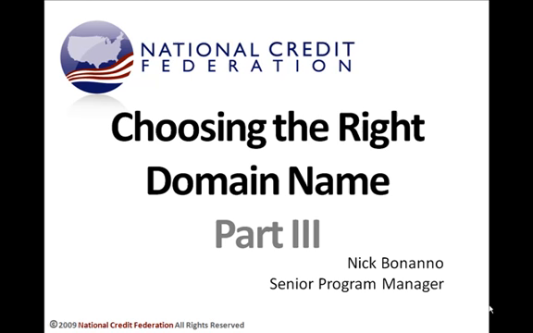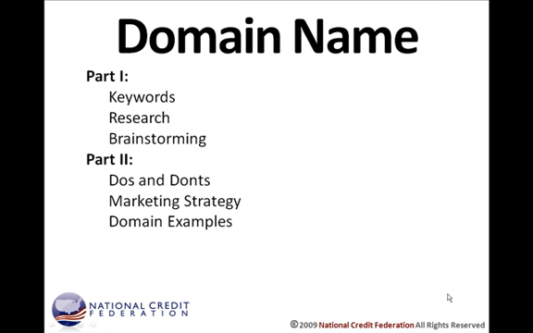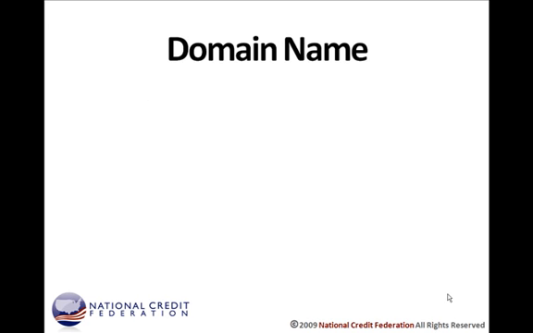This is part 3 of choosing the right domain name for you. In part 1, we covered keywords, research, and brainstorming, and in part 2, we covered some of the do's and don'ts, your marketing strategy, how that plays into choosing your domain name, and even went through some actual domain examples to get the juices flowing for you. And in this part 3, we're going to get a domain name, and hopefully you spent some time doing the steps in part 1 and part 2 and have a few ideas, so that we can get started here and get you that domain as soon as possible.